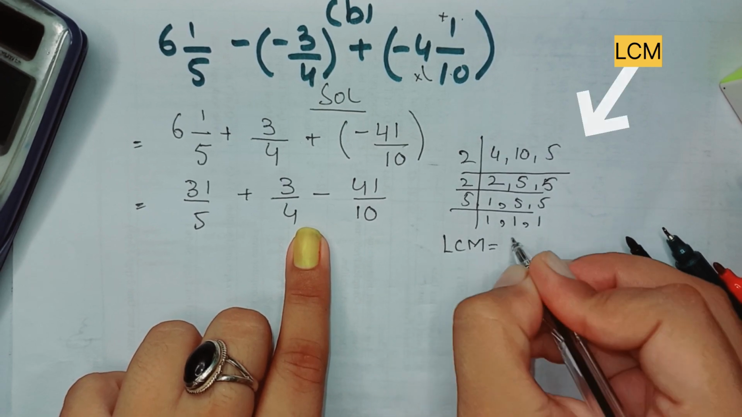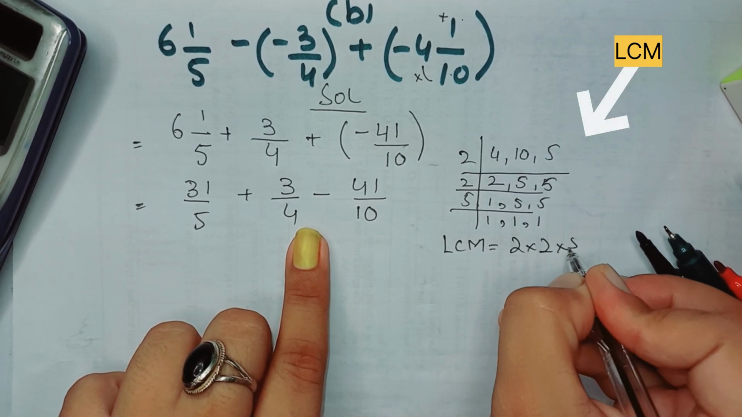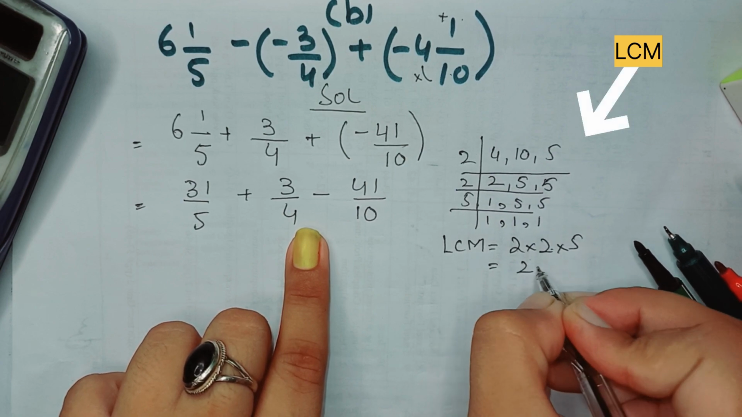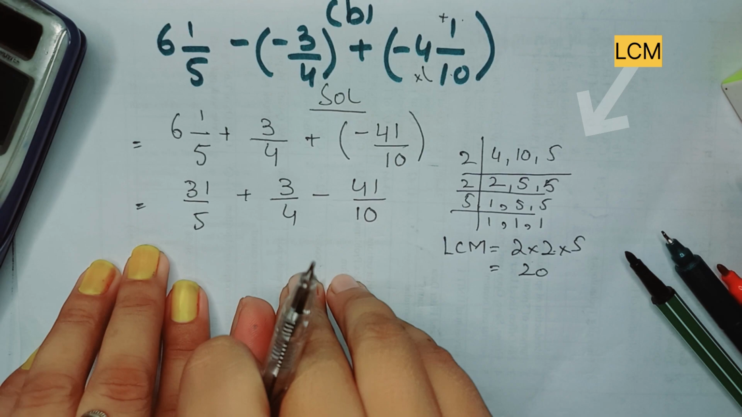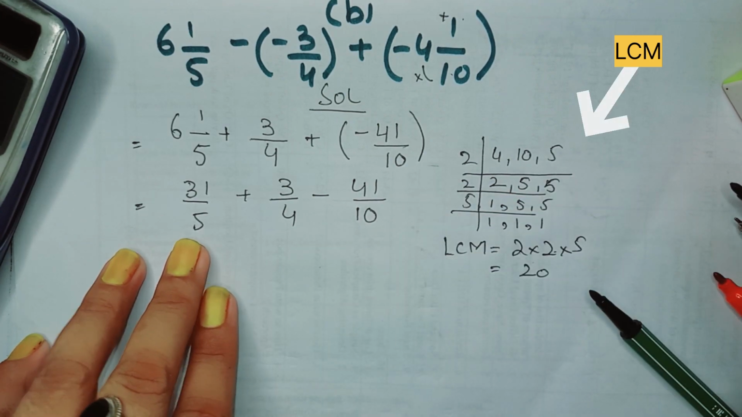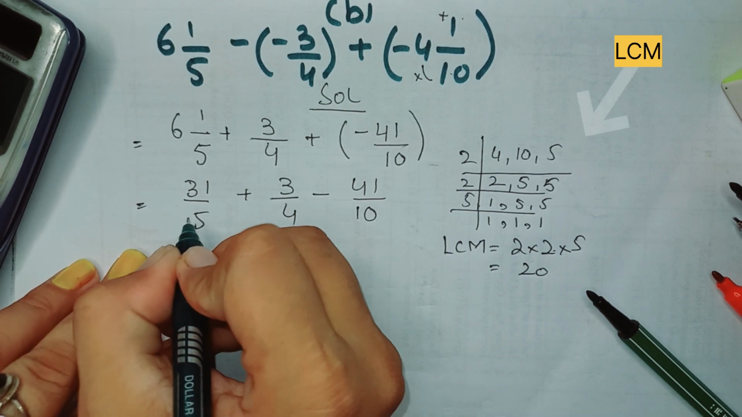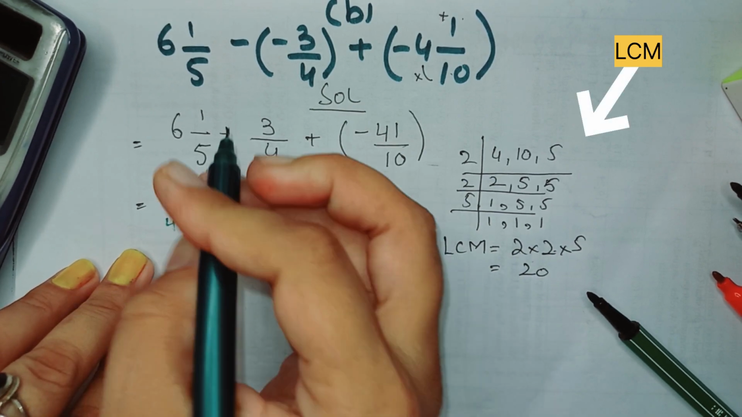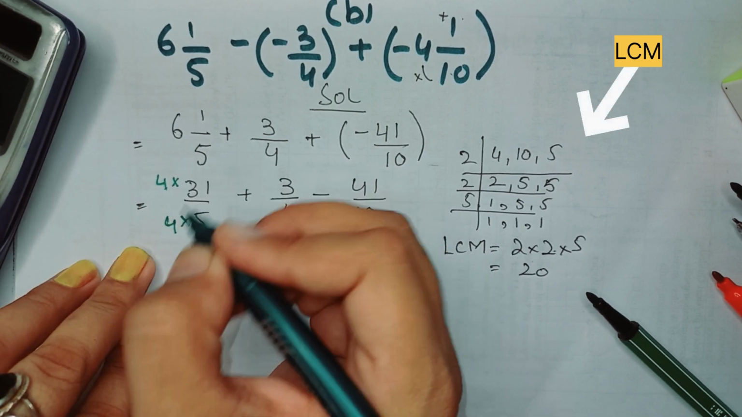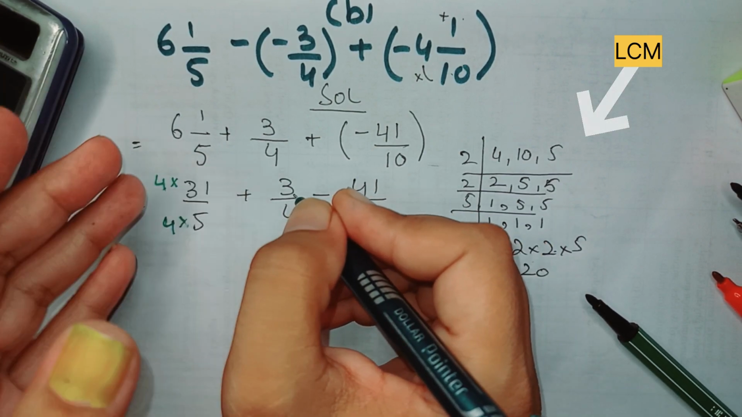So LCM will be 2 into 2 into 5, 2 times 4 is 4, 4 times 5 is 20. So LCM is 20. It means you have to make the denominator 20. So this can be done as 20 by multiplying by 4. So you have to multiply the numerator as well by 4 to get the equivalent fraction.